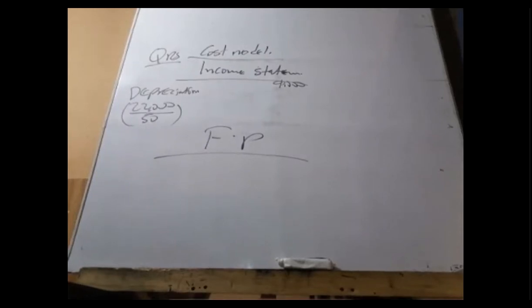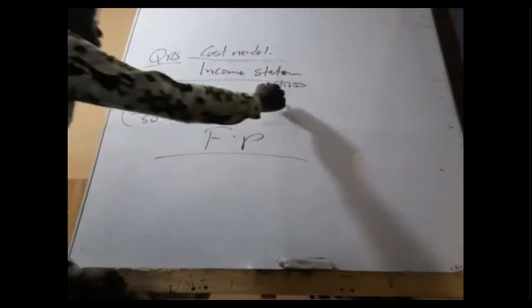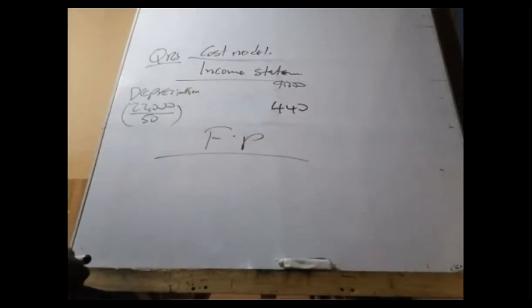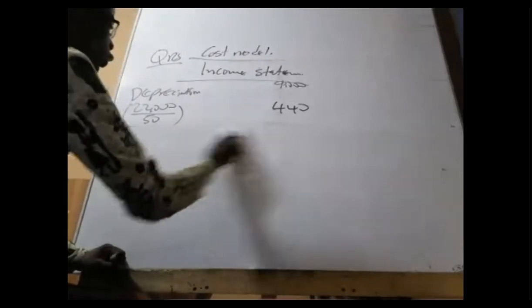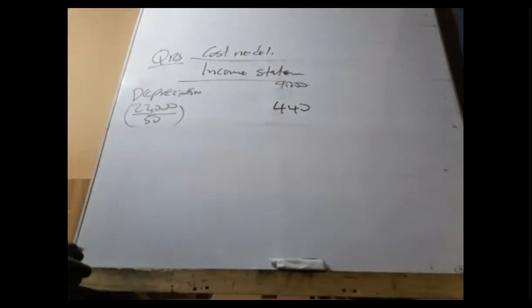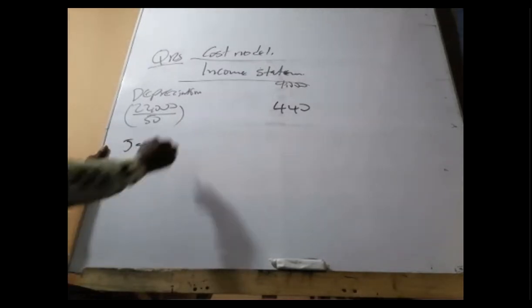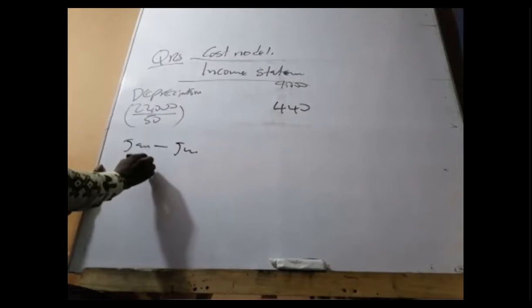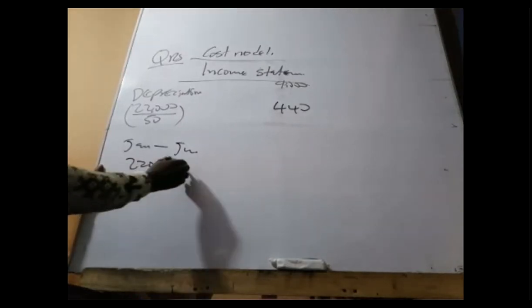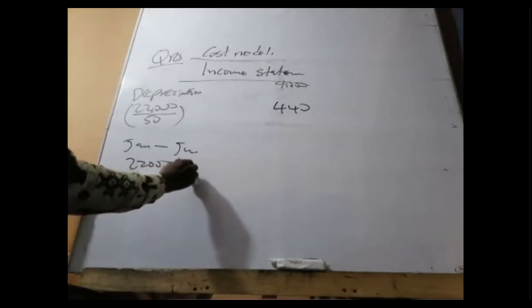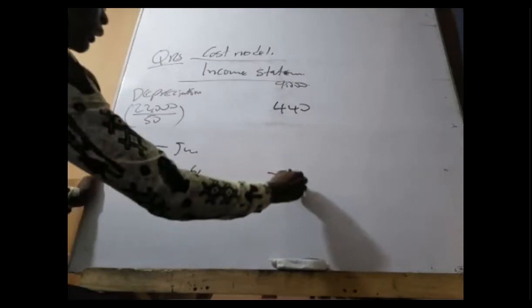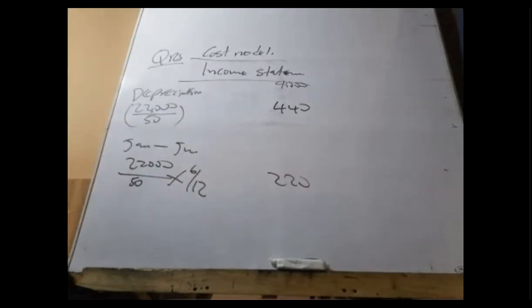So we had 440, right? So it means that if we should calculate it, the transfer took place in June, right? If I should do a comprehensive analysis, I can start like this. From January to June, depreciation will be 22,000 over 50 times 6 out of 12. I'll get 220. Okay. Don't worry.